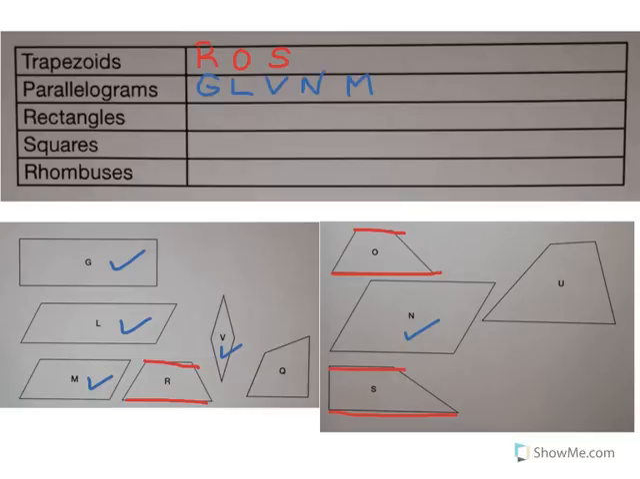Next, we're looking for rectangles. Keep in mind, rectangles are parallelograms, so they have two sets of parallel sides and opposite sides the same length, but in this case they also have four 90-degree right angles. As we can see, quadrilateral G is the only one that matches these requirements. Now we're looking for squares, and remember that a square is a rectangle. However, it also has four equal sides, and as we can see, there are no squares here shown at the bottom.